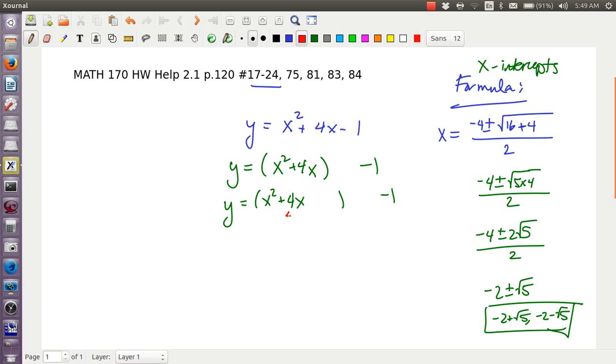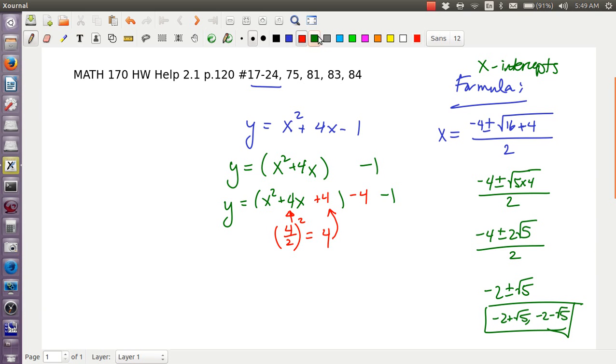The easy way to do this algebraically is just take 4 divided by 2 and then square it. That is 2 squared, which is 4. Then this goes up here, but you have to balance it with a -4.